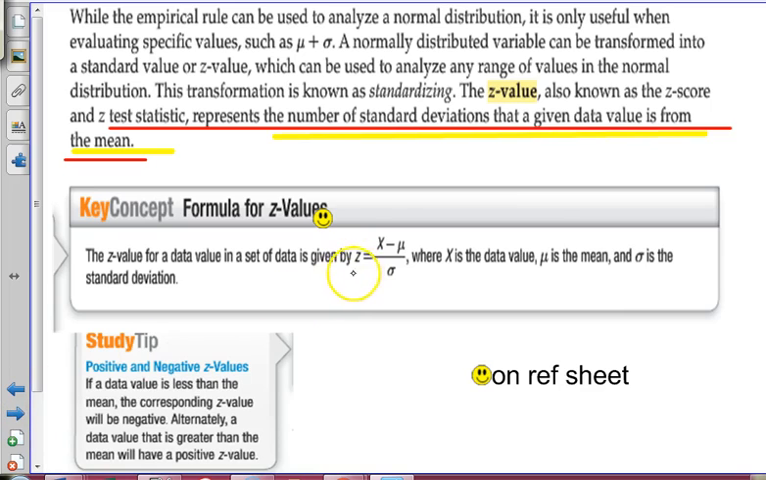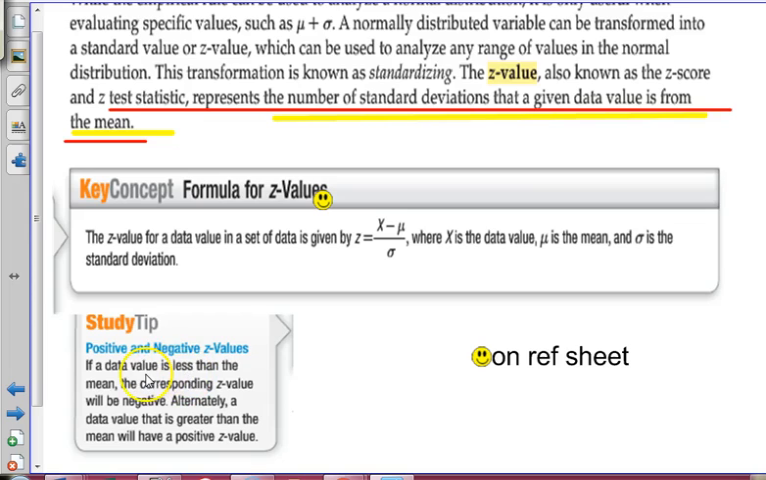Okay. The number you want minus, so how far away is it from the middle or the mean, divided by the size of a standard deviation, will tell you how many standard deviations it is. Again, a negative just means it's below the mean. A positive means it's above the mean. Everybody good?